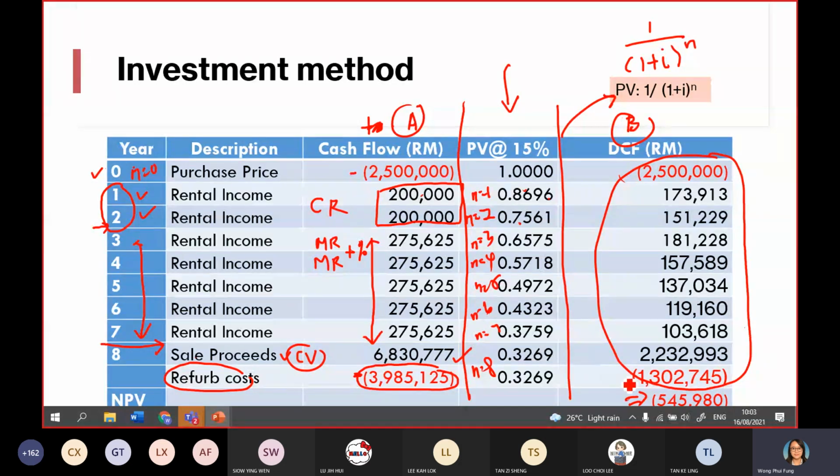545,890. Okay, listen carefully. What does it mean by negative? Negative does not mean loss. Negative does not mean loss here in this case. Negative in this case means that this investment does not generate sufficient surplus at the end. Because this is cash flow. This is not appraisal. This is cash flow.